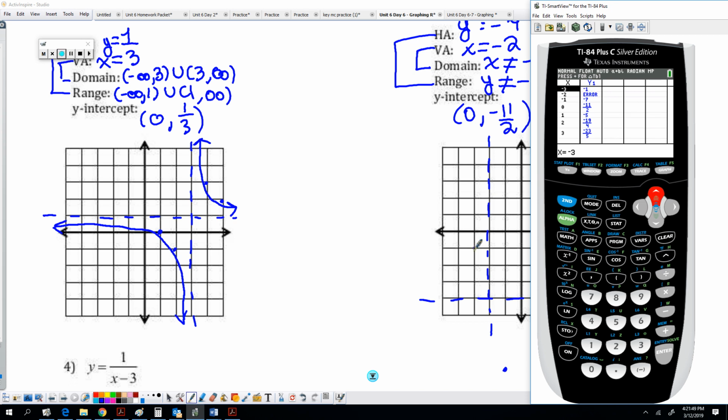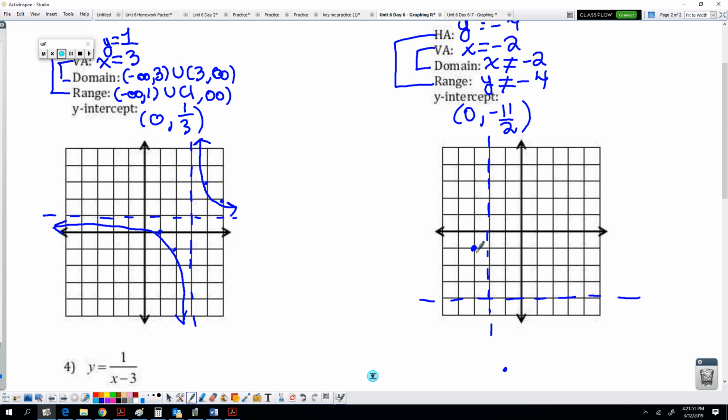Negative 3, negative 1 is right there. And then it's going to get smaller. Goes like this. If you need to, look at your graph. Okay. And it is not perfect, but it's close enough.